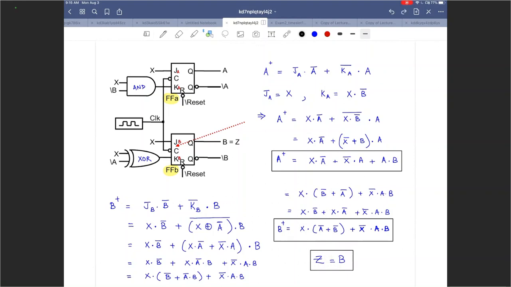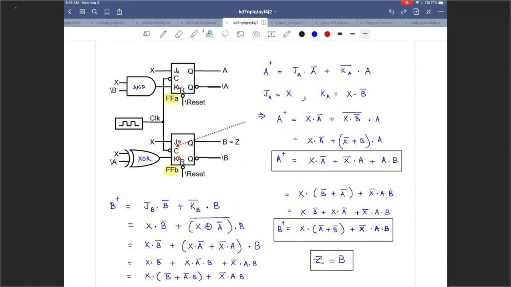So using the circuit given and the characteristic equations of the flip-flops involved, you write next state equations for all the flip-flop outputs as well as the final output of your machine. In this case, Z was the output, right? So we wrote an equation for A plus, we wrote an equation for B plus, and we wrote an equation for Z in terms of inputs and the current state variables A and B. So X and A and B, that's what we use to write those equations.